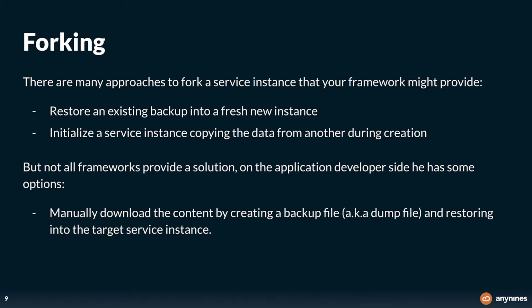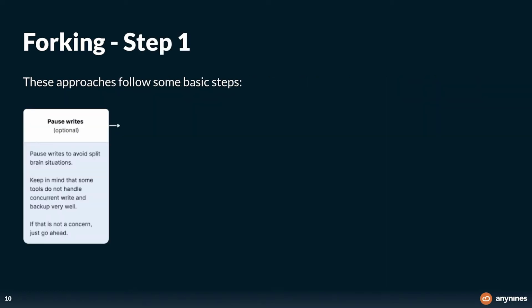There are many approaches to fork a service instance. Restoring an existing backup into a fresh new instance is one way to accomplish this, or even creating a copy while creating a service instance. But of course, not all frameworks provide a solution, especially a solution that can be executed by the application developer. On the application developer side, and of course an operator can also execute it, it is possible to create a dump of the content that can be restored to a secondary service instance. We will see that there are some complications to accomplish this, but for the moment, let's check what are the necessary steps to fork a service instance.